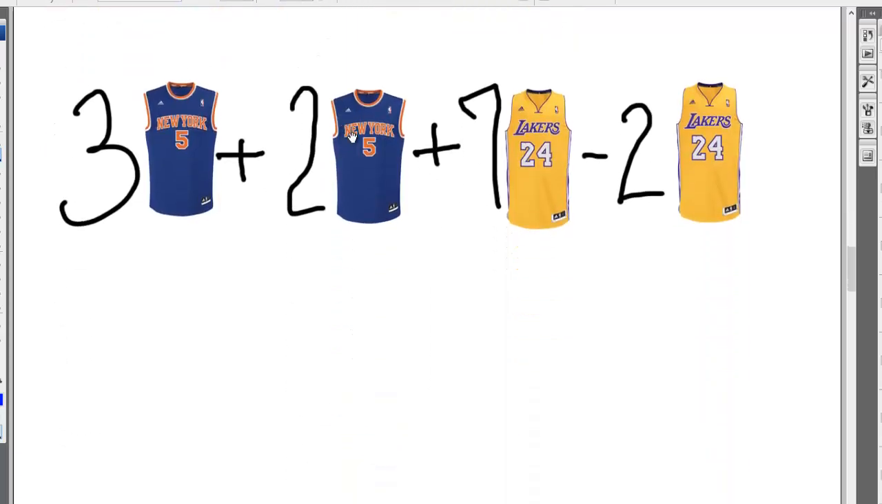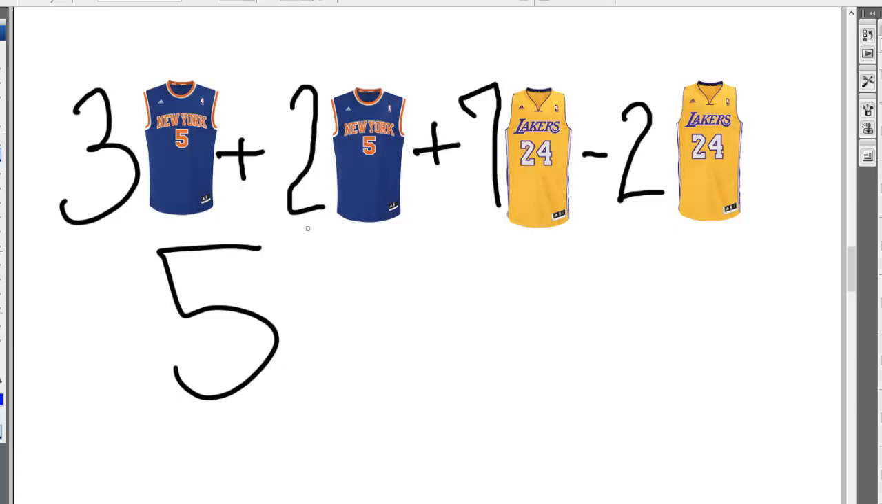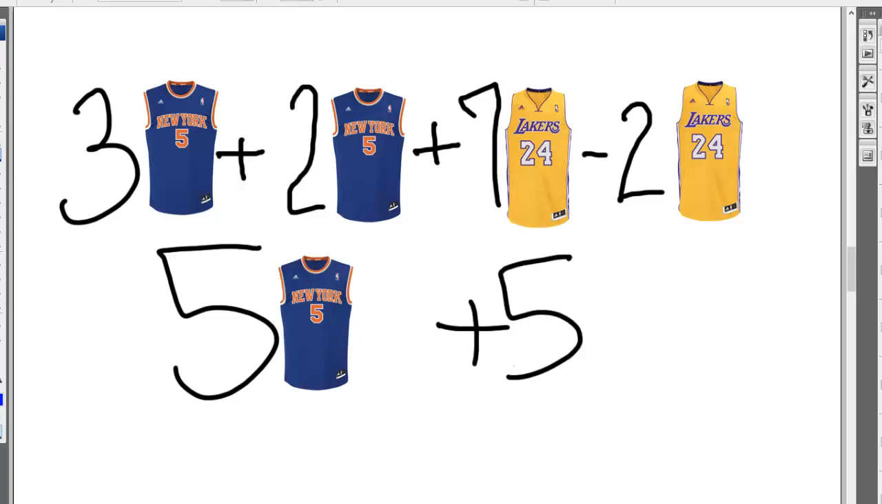And it can get a little bit more tricky. So here we have 3 Knicks plus 2 Knicks plus 7 Lakers minus 2 Lakers. Don't be confused. You can't add or combine the X's and the Y's. You can't combine the Lakers and the Knicks. So 3 plus 2 is what? Obviously 5, right? 5 Knicks, so we're going to bring this down. And then we have 7 minus 2. 7 minus 2 is also 5. It's going to be a positive 5. We're not done. We got to make sure we have the variable. We can never forget the variable. And I know some of you might be tempted to add 5 plus 5. We can't. You can't add the Knicks and the Lakers.